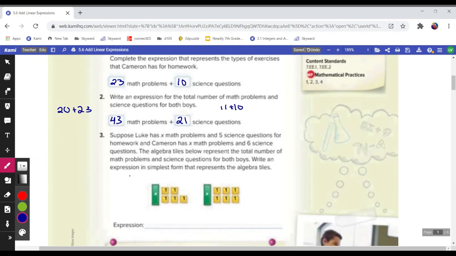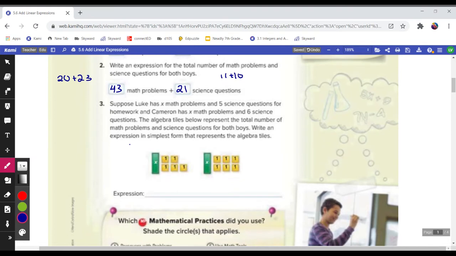So number 3, suppose Luke has x math problems and 5 science questions for homework, and Cameron has x math problems and 6 science questions. The algebra tiles below represent the total number of math problems and science questions for both boys. Write an expression in simplest form that represents the algebra tiles. Well, if we look at our x's, we have 2 x's. Then if we look at our ones, we have 5 from Luke, 6 from Cameron. That gives us a total of 11. So our expression is 2x plus 11.